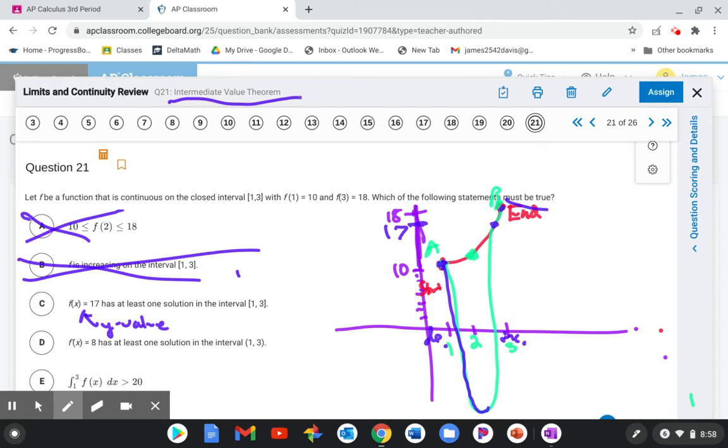It actually gives you a little hint up there at the top of the screen. On the AP test, it's not going to tell you, hey, I'm referring to the intermediate value theorem on this question. But this is where we want to use the intermediate value theorem, which states that if you have two y values and it's continuous, so in this case 10 to 18, then the function has to hit every single number in between. So it's got to hit 10, 11, 12, 13, 14, 15, 16, 17, all the way up to 18. All the numbers in between 10 and 18 will get hit at least once. So this one does have to be true because the function does have to equal 17 at least once on this interval by the intermediate value theorem.